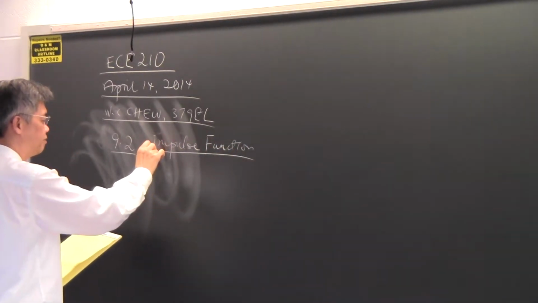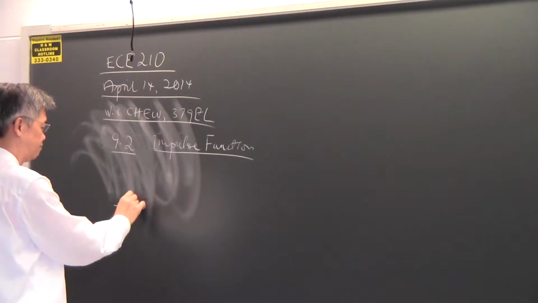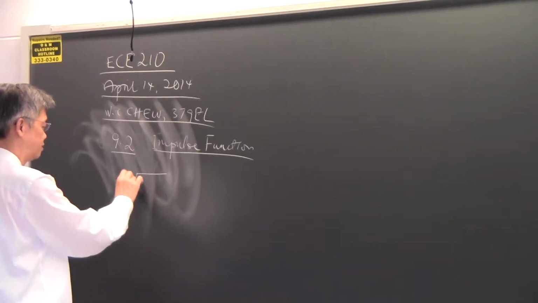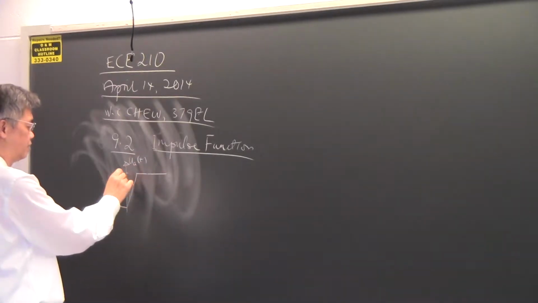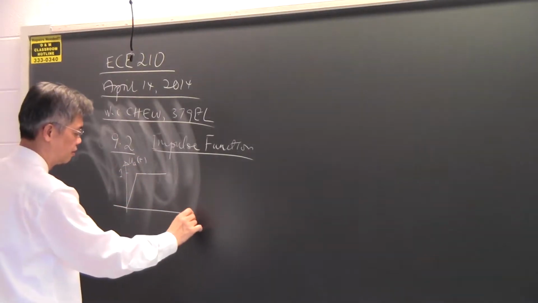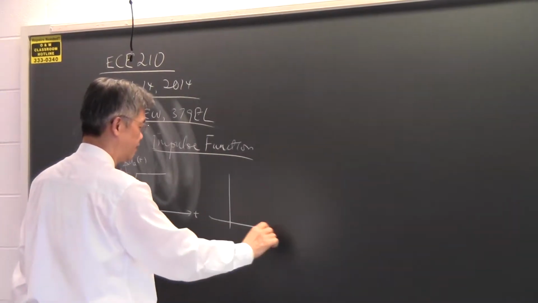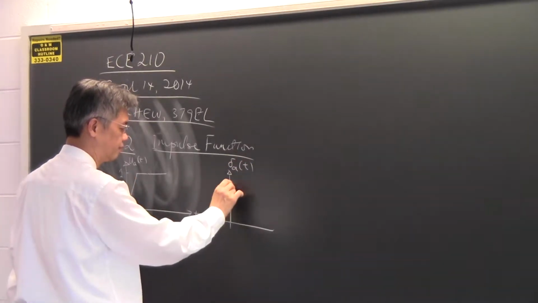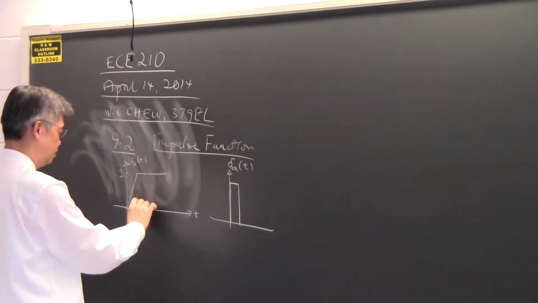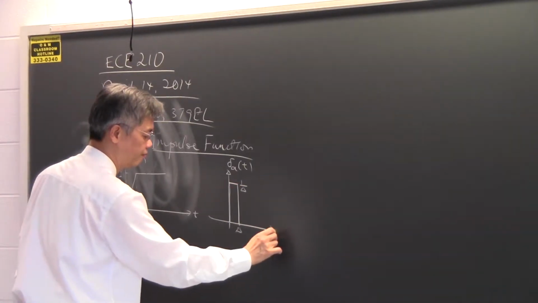Okay, the impulse function can be thought of as a limiting case of the derivative of a step function. So when you have a step function, you can think of an approximate step function or unit step function that looks something like this. And then you differentiate this, you get something that looks like that. I call this an approximate impulse function. And this is delta. The height is 1 over delta.